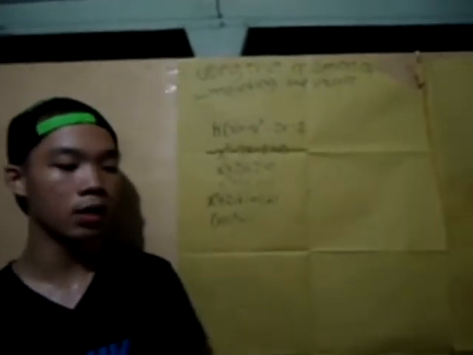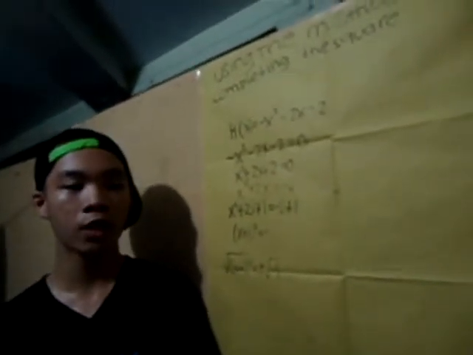Square root of both sides is extracted. Square root of the quantity x plus 1 squared is equal to positive or negative square root of negative 1. By the definition of an imaginary number, x plus 1 is equal to positive or negative i. The zeros of h of x are negative 1 plus or minus i.